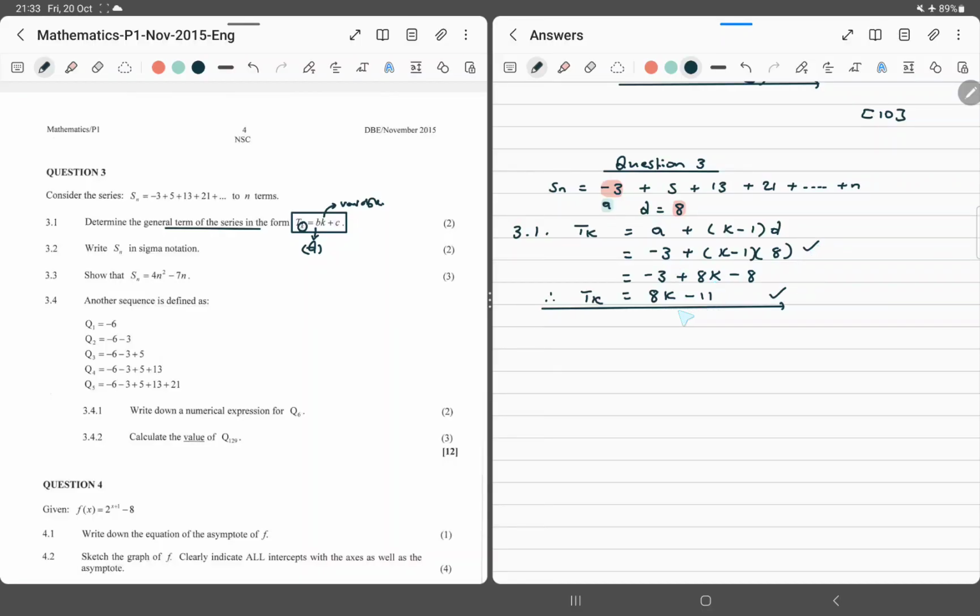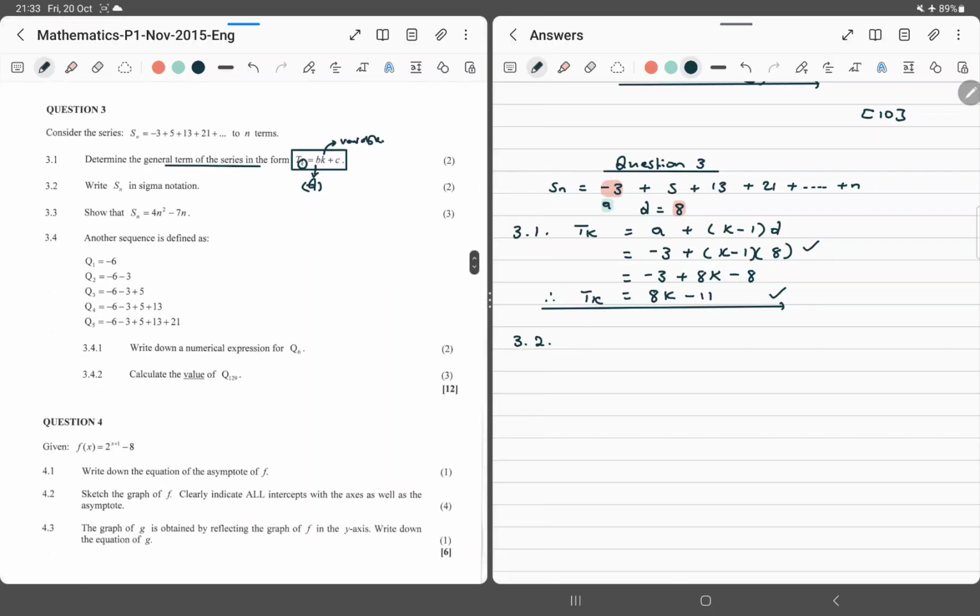And then of course let's check if this represents our series. When we put a 1 for k, this is going to be 8 minus 11. That's a minus 3. If we put a 2 there, that's 16 minus 11. That's 5. Can you see? So it represents our sequence. So here you can check and be sure that you are doing the right thing. There's no need to lose marks in these kinds of questions.